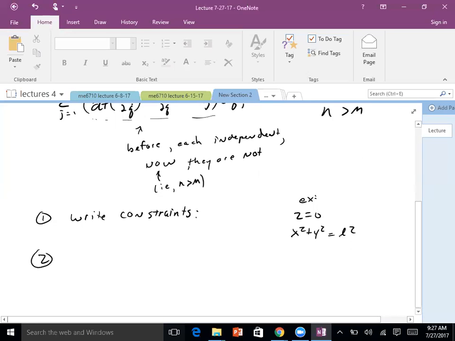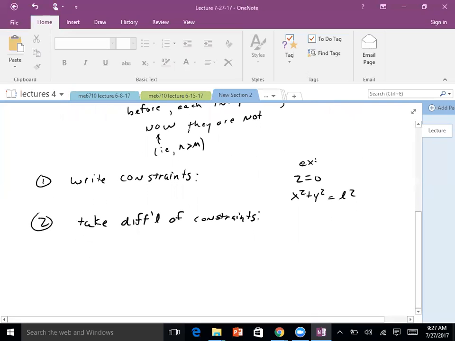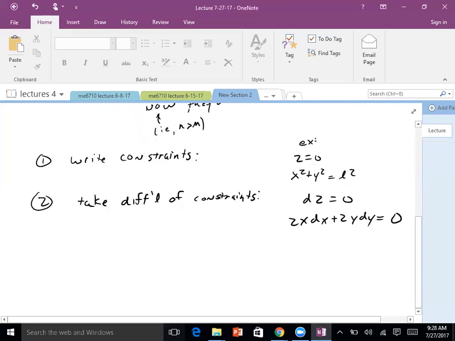The second step is that you want to take the differential of the constraints. And when you take the differential of constraints, they're going to be in a differential form. So that would be something like dz equals 0, and 2x dx plus 2y dy equals 0. That would be an example of the differential form. And then I'm going to say step 2.5, write in a more compact form. And the reason I say this is how you always see it.